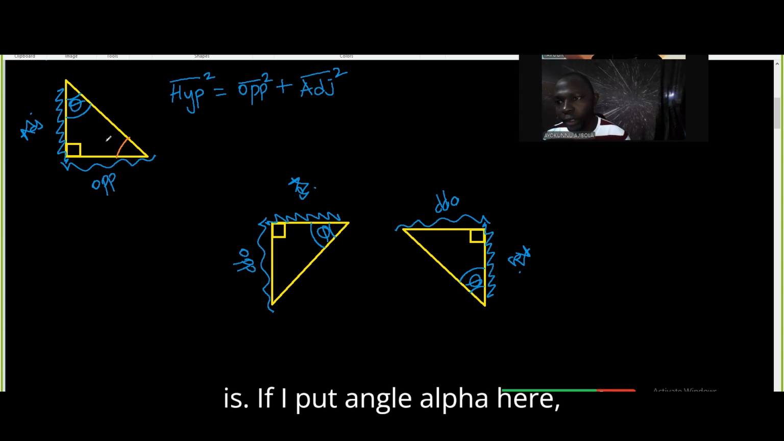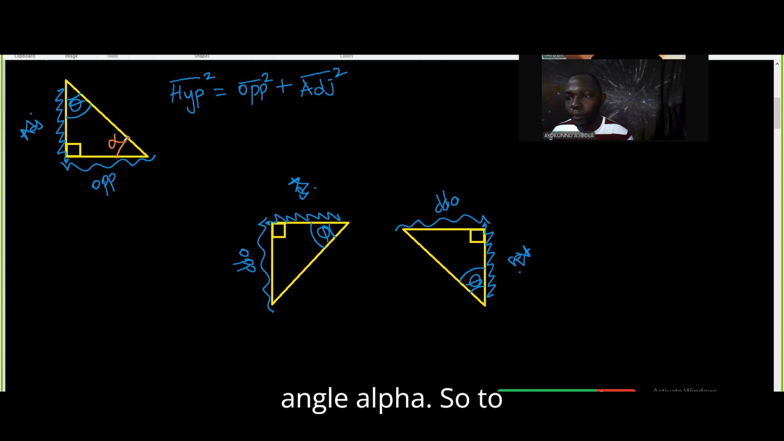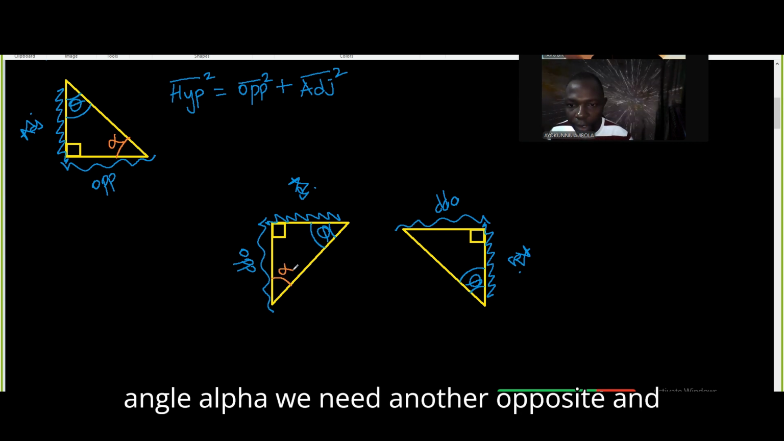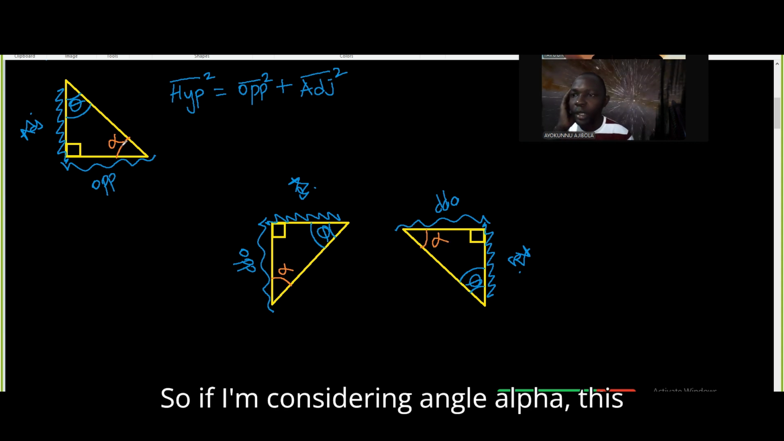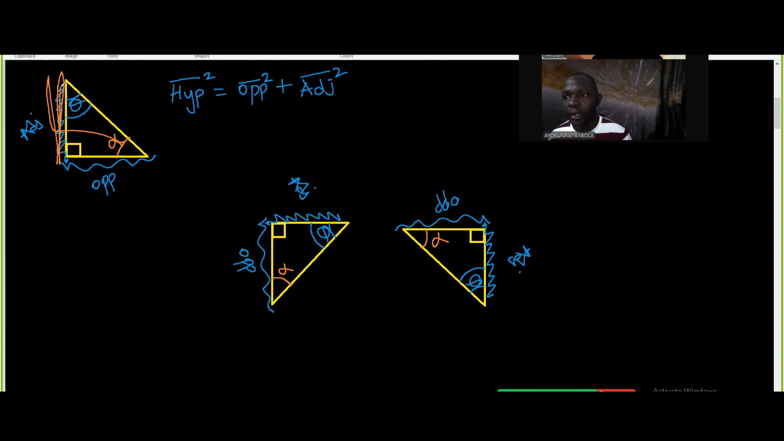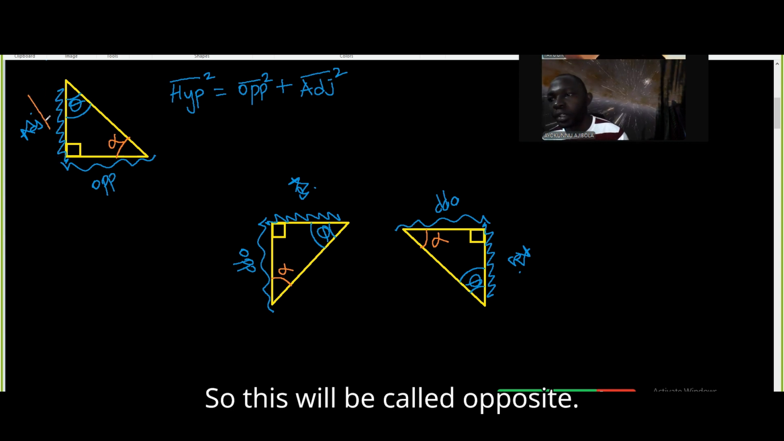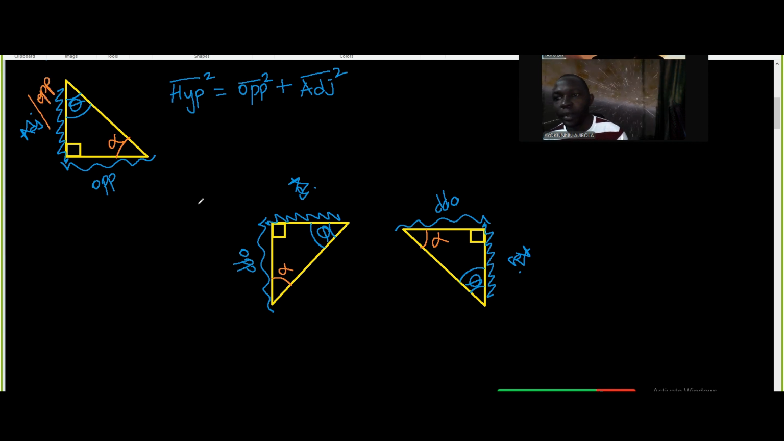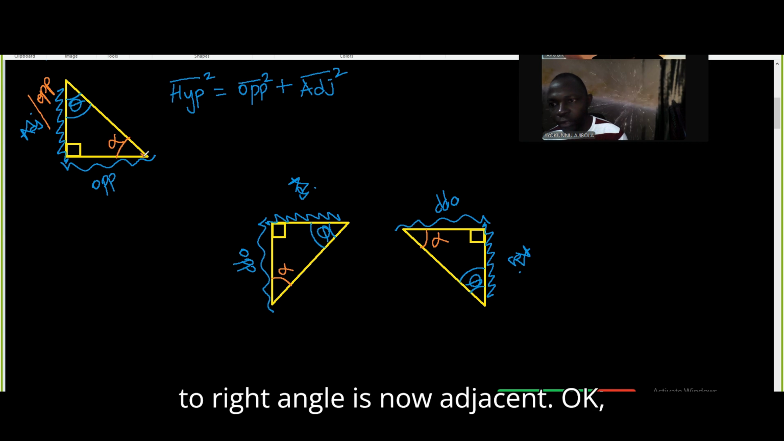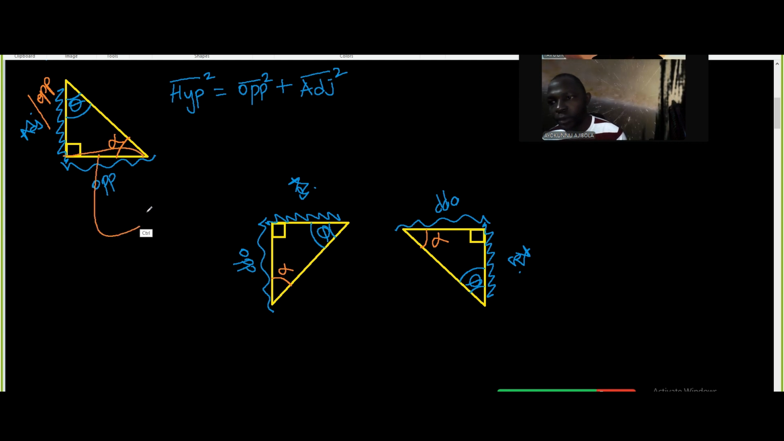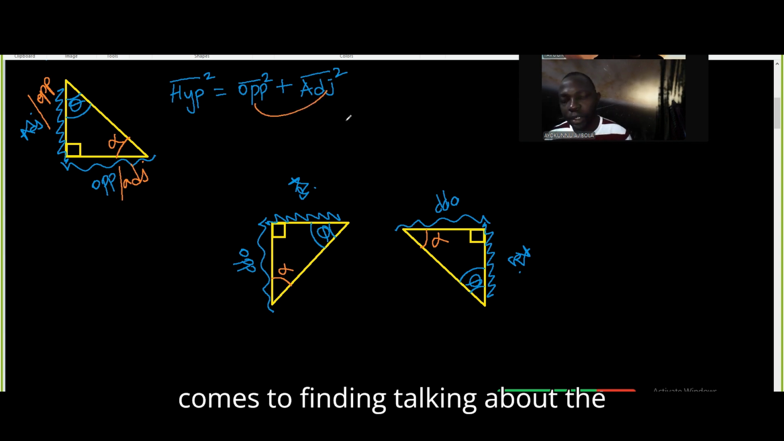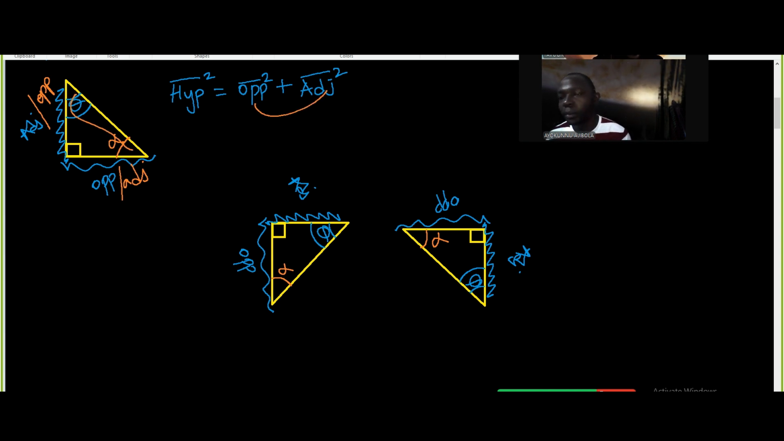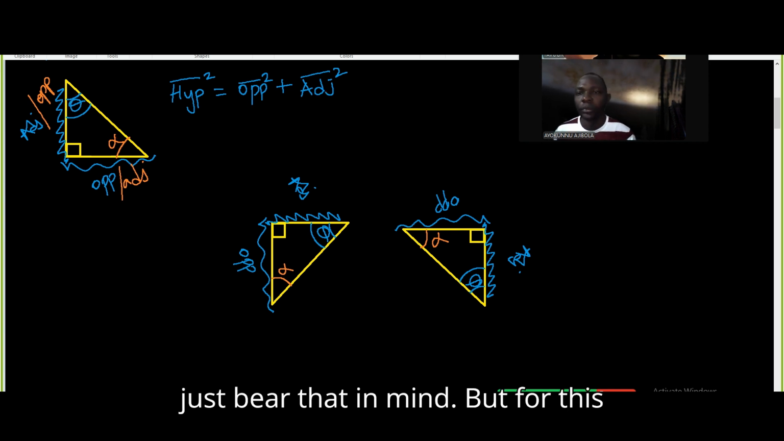If I put angle alpha here, angle alpha, then to angle alpha we need another opposite and another adjacent, okay? So if I'm considering angle alpha, this is the opposite. Is that clear? So this becomes opposite, and definitely the line that joins alpha to right angle is now adjacent, okay? So that means opposite and adjacent can switch positions when it comes to talking about the angles, okay? Just bear that in mind.